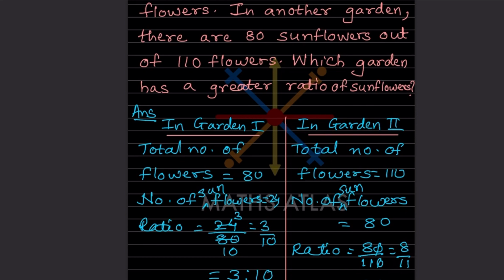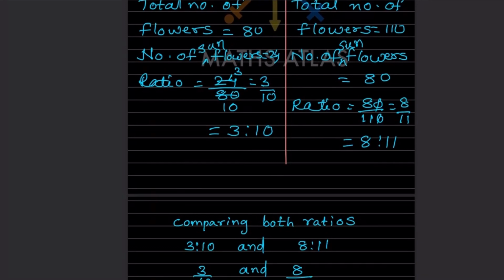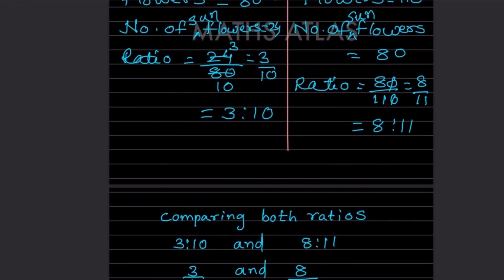So now they asked which has the greater ratio. So now what you can see over here is that this is 3:10. You have to compare here. Why? Because here 3:10 and 8:11.